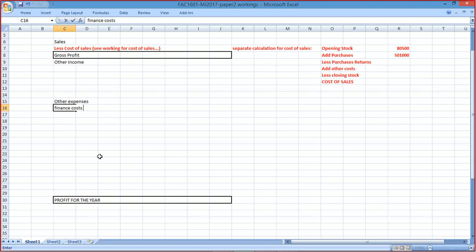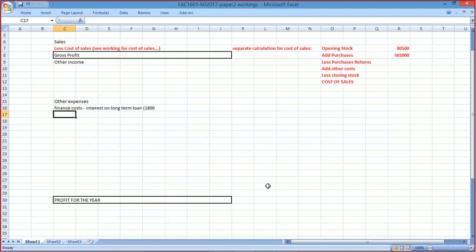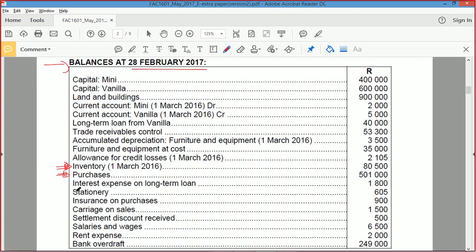I'll write finance costs, interest on long-term loan. In brackets, I'm going to get an easy mark just for knowing that it's an expense, 1,800. And that's what I put there. If I need to work out something, then I'll work out something later. Right now, I'm building an answer and I'm getting half marks here and there for my workings, for my basics.